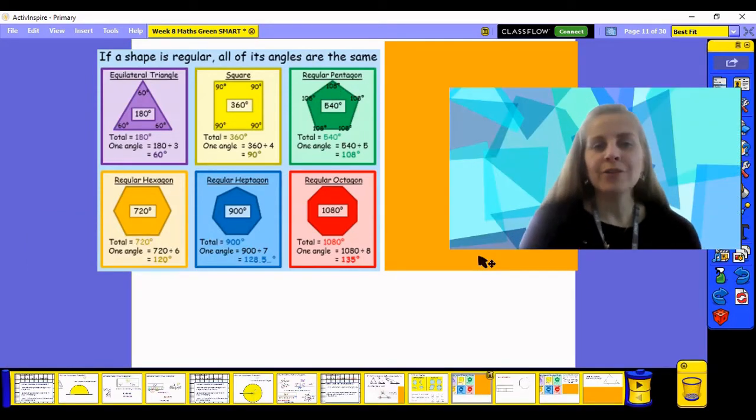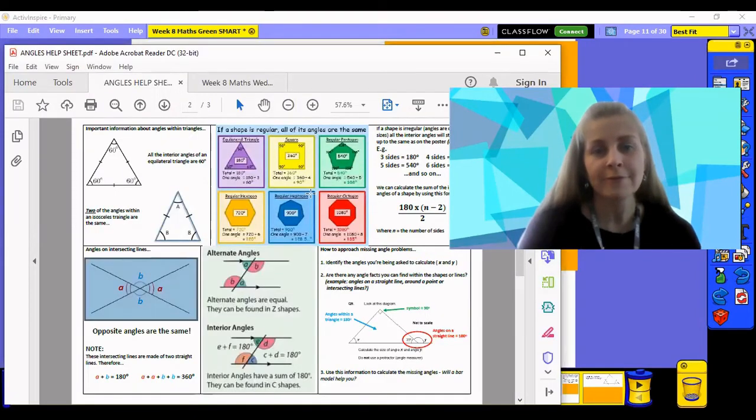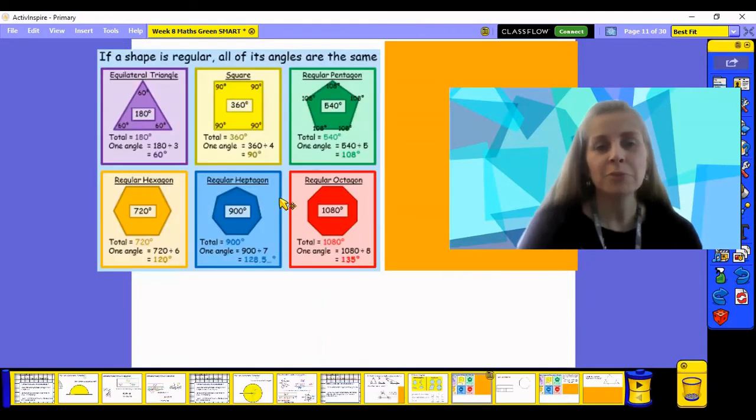So today, one of the first activities you're going to be asked to do is look at the interior angles of regular shapes. And just to remind you, when we're talking about regular polygons, we are talking about shapes that have the same length sides and all the angles inside them are the same. On your help sheet today, which you hopefully have with you, some of this information is given to you already, so you can refer to that to help you solve these calculation problems.